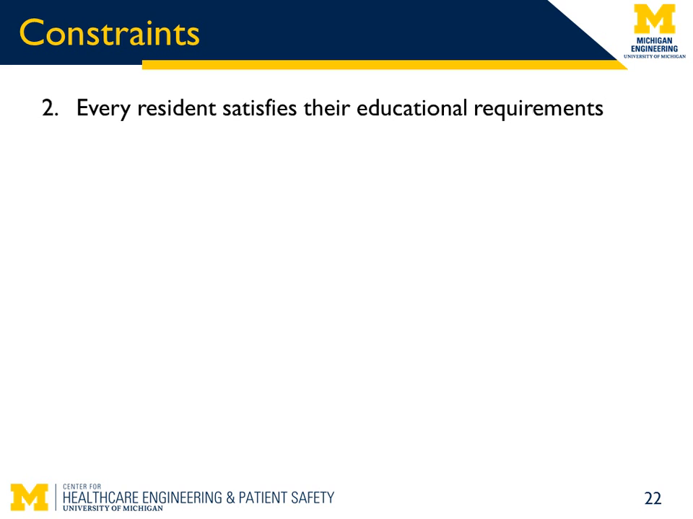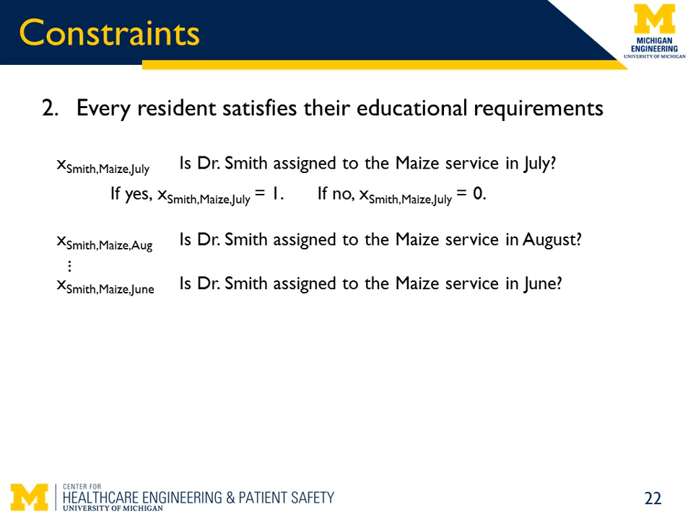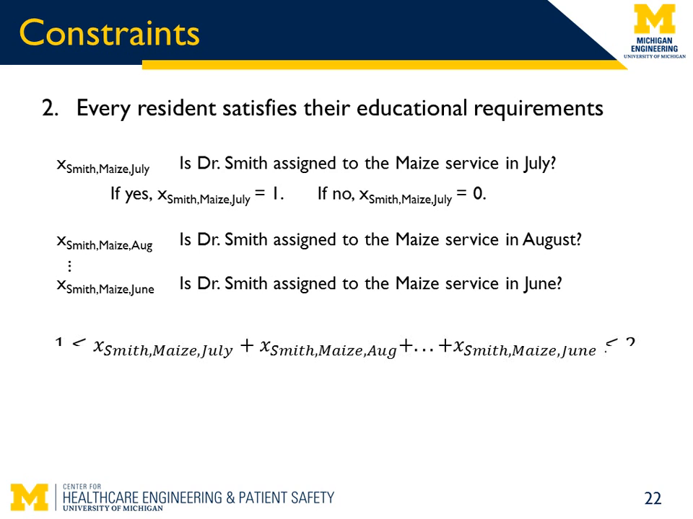So the second set of constraints are educational requirements that say, over the course of the entire year, I need 2 months on Mays, or whatever it is. So again, going back to Dr. Smith, we have a simple decision, but now instead of going over the services in July, we're going to go over Mays in all the months, right? So we have the decision, am I in August, and so forth all the way through June. Similar to before, we're going to have our expression, sum up all the decisions and bound that. So this is saying Dr. Smith needs 1 to 2 months over the course of the year on the Mays service.